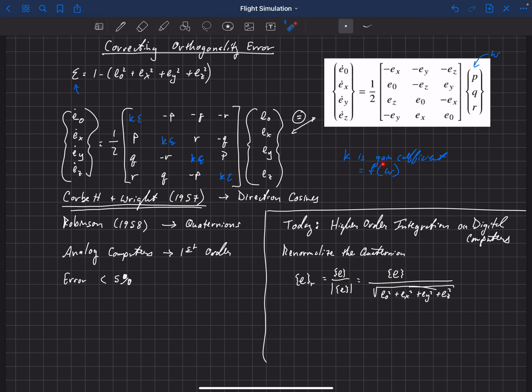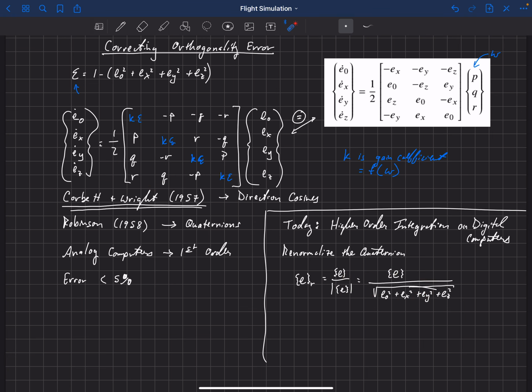Okay. And then the other thing that is nice, if you just apply this at every time step, then you don't have to worry about this gain coefficient that's a function of how quickly you're rotating. So this can kind of get messy, and the Corbett-Wright method is dependent on the gain coefficient that you're using, and obviously much more computation than this renormalizing here. Okay. So we'll be using this.